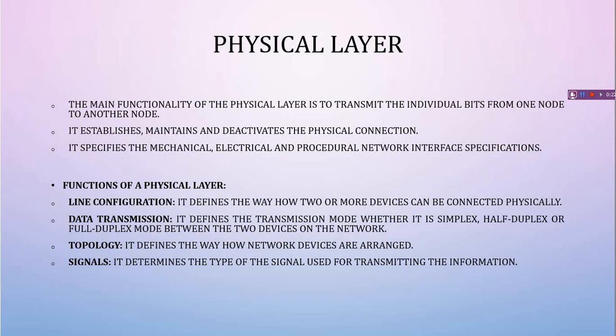Then the functions of the physical layer. First, line configuration. It defines the way two or more devices can be connected. Then data transmission. It defines the transmission mode, maybe simplex, full duplex or half duplex. Then it also defines the topology, star topology, ring topology. Then signals. It determines the type of signals used for transmitting the information. So all these things are decided by the physical layer.